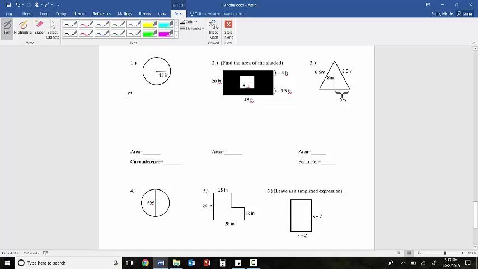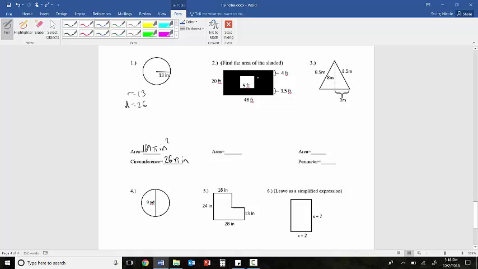So radius is 13. That means the diameter is 26. So your area is going to be 13 squared, or 169 pi, and it's going to be square inches. Your circumference is simply diameter times pi, and you're done with the circle. So circles should not take us long.